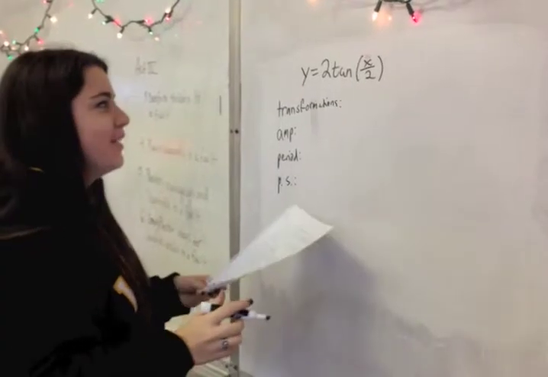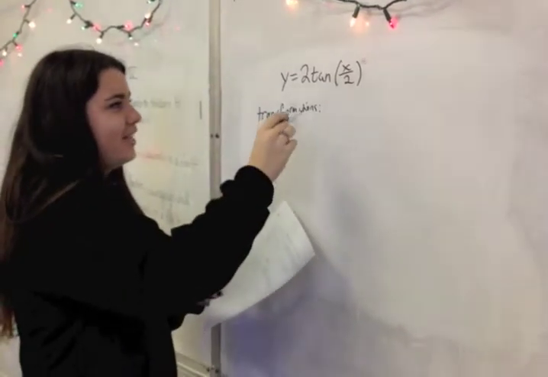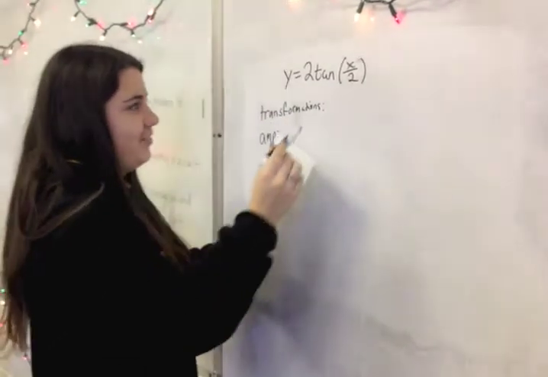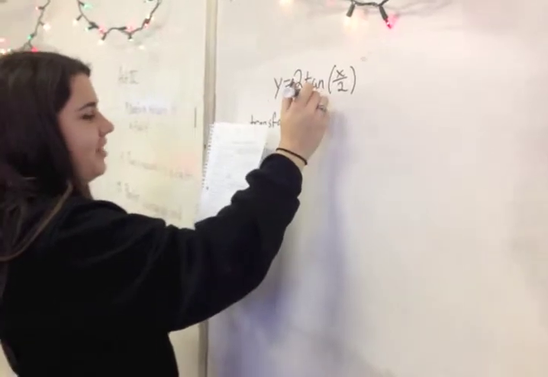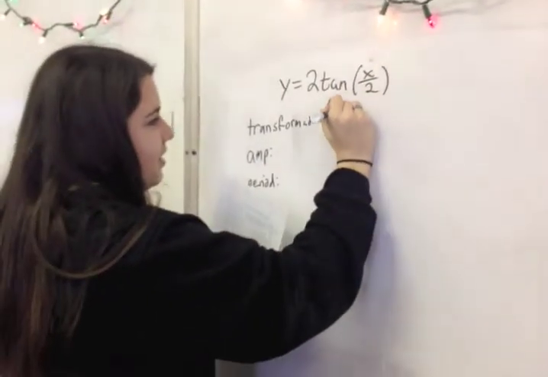To find the transformations of the graph y equals 2 tangent x over 2, you know that because it's multiplied by 2 on the outside, it's a vertical expansion.